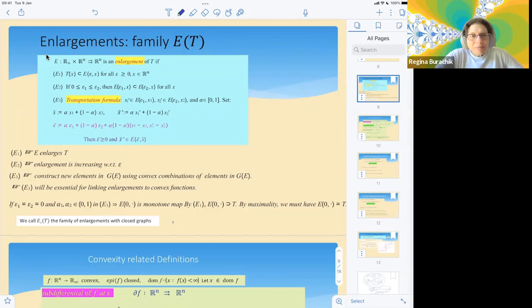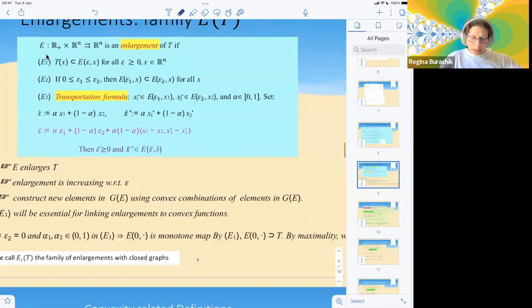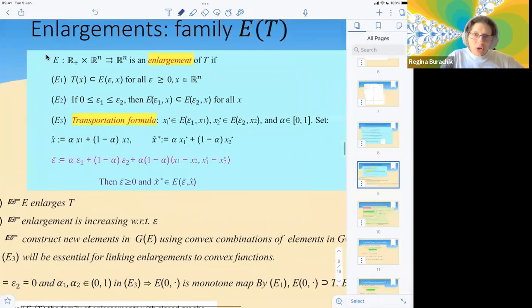Well, I think that if you want to construct something, you need to start from something, right? So in this case, the condition E3, this transportation formula, gives you a way of constructing elements. Even if you don't know the enlargement, you can construct elements in the graph of the enlargement by using elements in the graph of T. And this is quite useful, in fact.